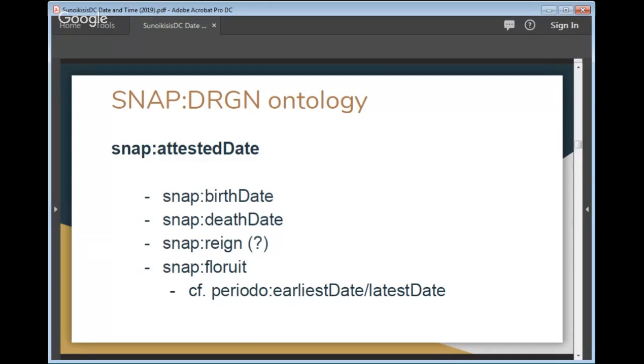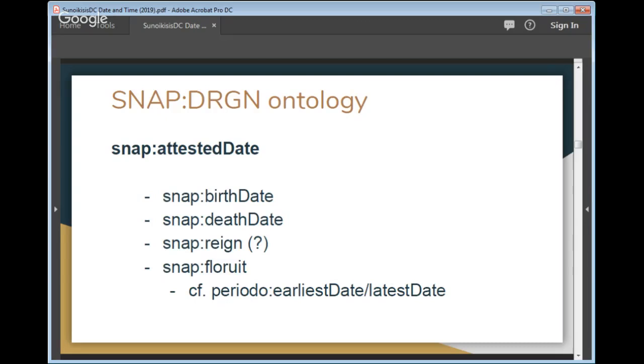Their reign, if this is an emperor or a king or some other very, very important ruler type person, then that information we may know, even if we don't necessarily know their full dates. We very often will know their reign. In other cases, we might just have a floruit type date where we talk about the date when they did the important things that they're famous for.